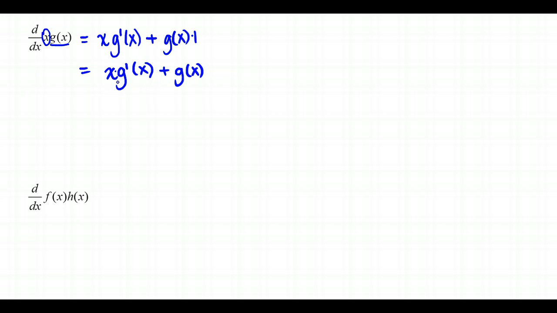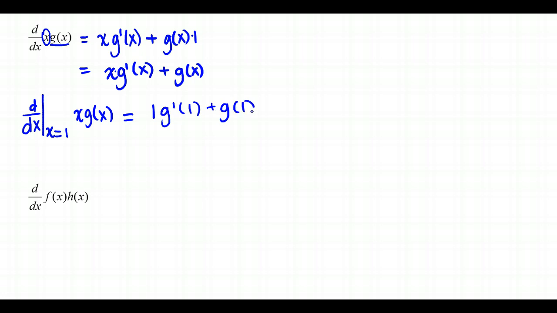So just to talk about the purpose of something like this, typically you might be given some table of values and asked to evaluate. So I'm going to go ahead and modify the problem for a second. The derivative with respect to x at x equals 1 of x times g of x. So what you'd have to do is find this derivative that we just found, so x times g prime of x plus g of x, and substitute in 1. So it would be 1 times g prime of 1 plus g of 1.